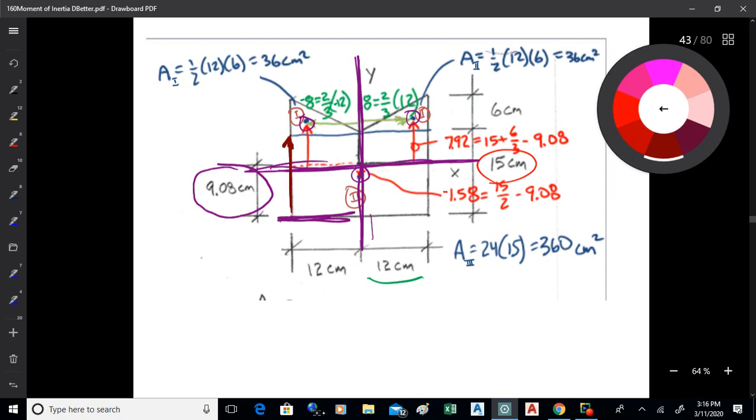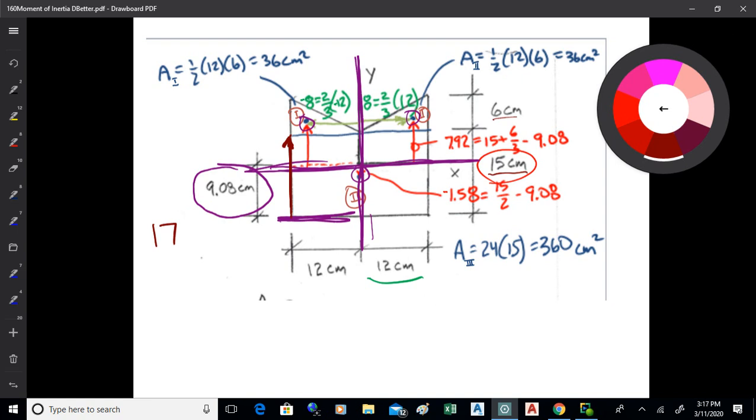So I'm going to go 15 from the base to the base of the triangle, plus a third of the height more. The height is 6, so a third of that is 2. So 15 plus 2 gets me 17. That's from the base of the rectangle up to the centroid of both of those triangles. So I'm going 15 plus a third of 6, which is 2. That gets me 17.